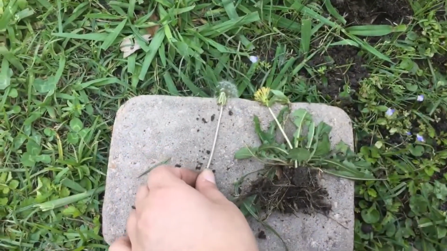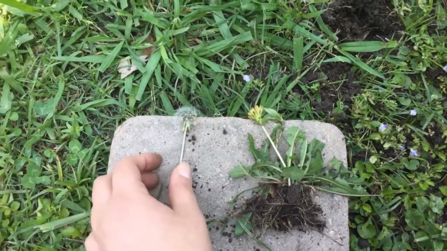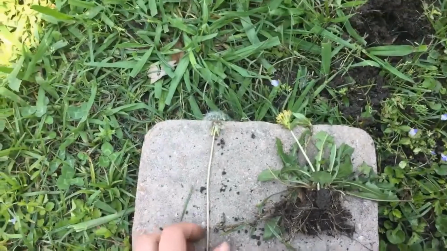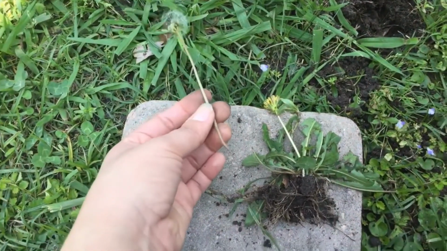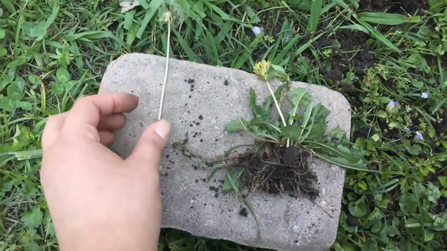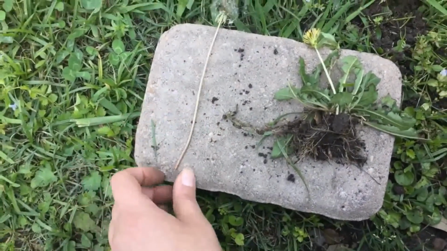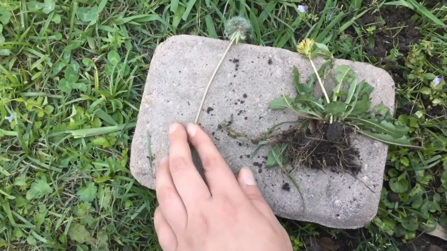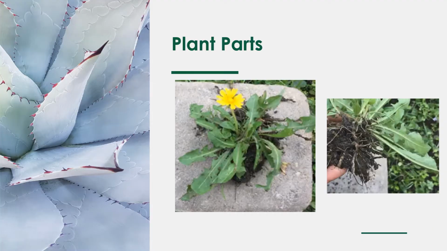Just like this one, we have the stem and the flower. But in this one, we cannot see the roots because I didn't cut it all the way through, or else we would have been able to see the roots of this flower. Now that we got an overview about the plant parts, let's talk about each specific part. So let's start with roots.